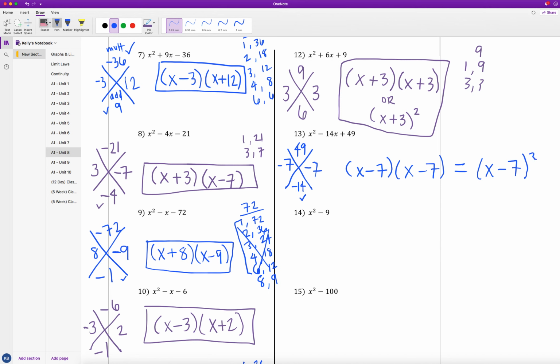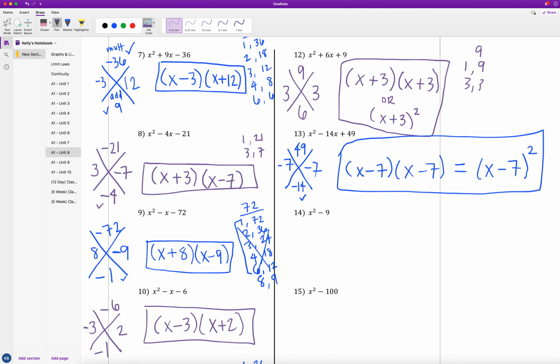Well, that was not a square. Let me fix that. x minus 7 squared. There we go. And either of those two would be correct. So in examples 11, 12, and 13, we're seeing that we're getting identical factors, and sometimes that happens.